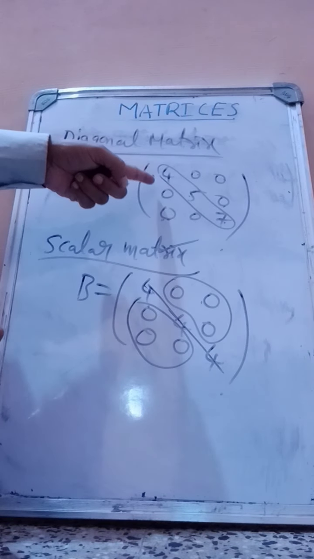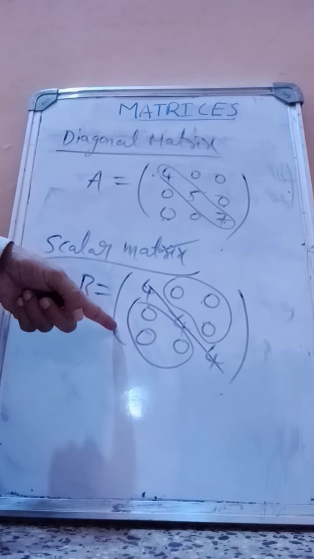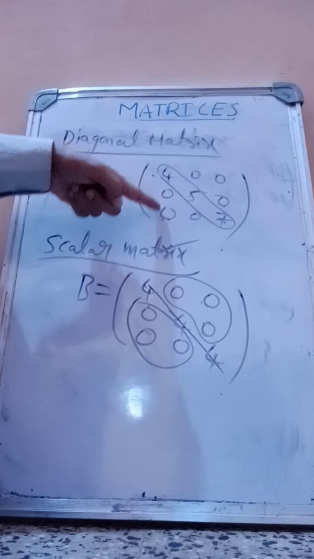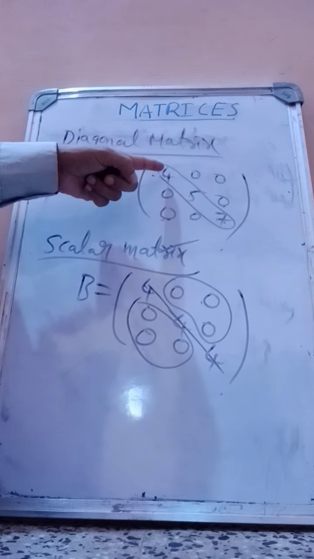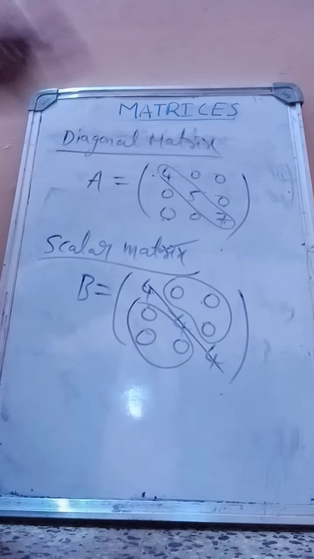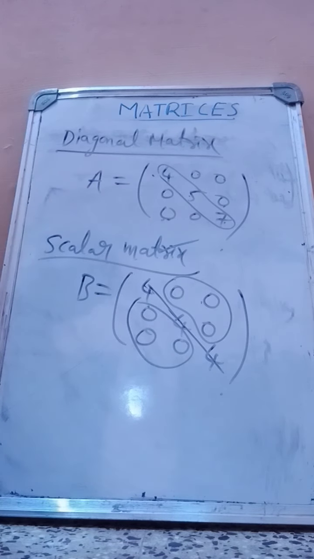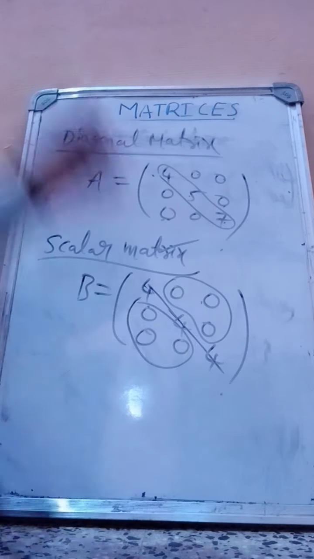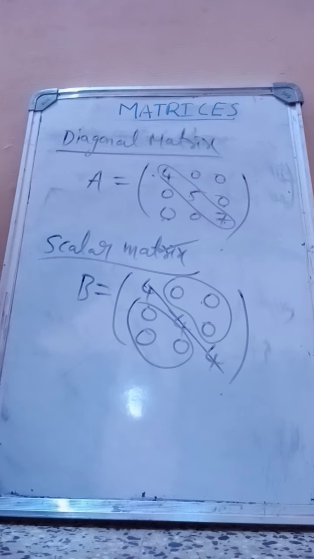What is the difference between diagonal matrix and scalar matrix? Here one similarity is there: non-diagonal elements are 0, here also the same. What is the difference between these two? In a diagonal matrix, the diagonal elements may or may not be different. In a scalar matrix, the diagonal elements should be the same. Same means scalar matrix, different means diagonal matrix. All diagonal matrices are not scalar matrices, but all scalar matrices are diagonal matrices.